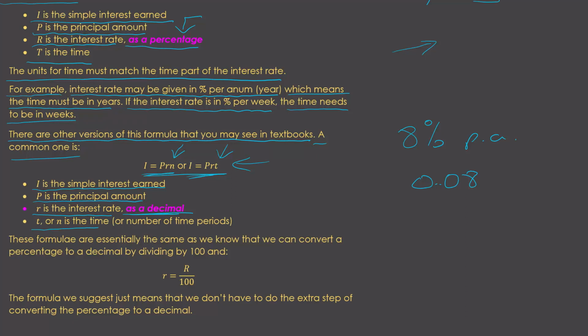T or N is the time or the number of time periods as discussed. These formulae are essentially the same, as we know that we can convert a percentage to a decimal by dividing by 100. So the R over 100 in our formula is the R in these formulas. The formula we suggest just means that we don't have to do the extra step of converting the percentage to a decimal.